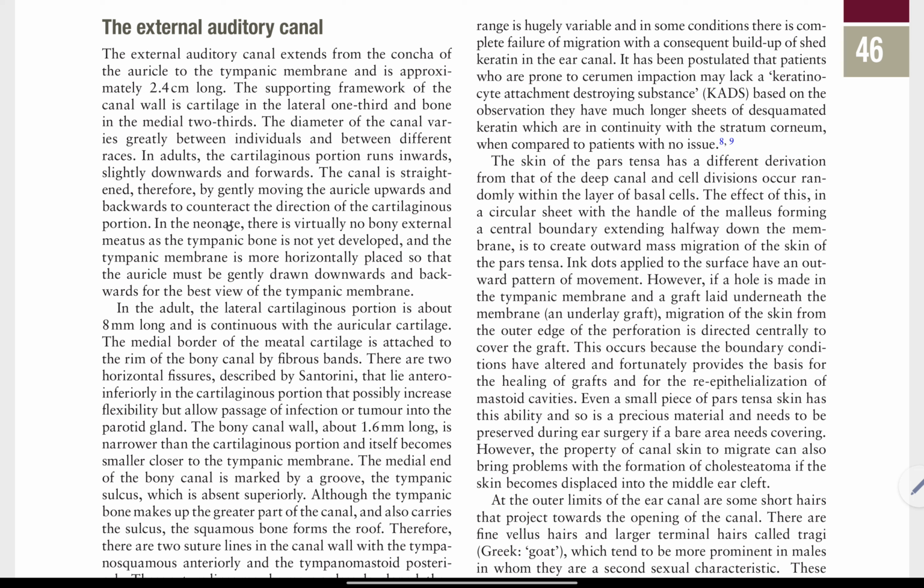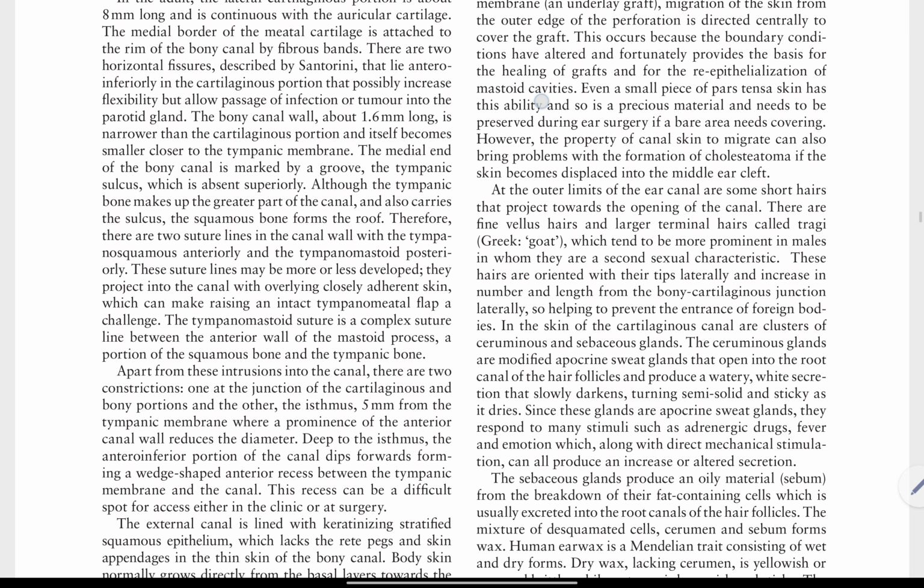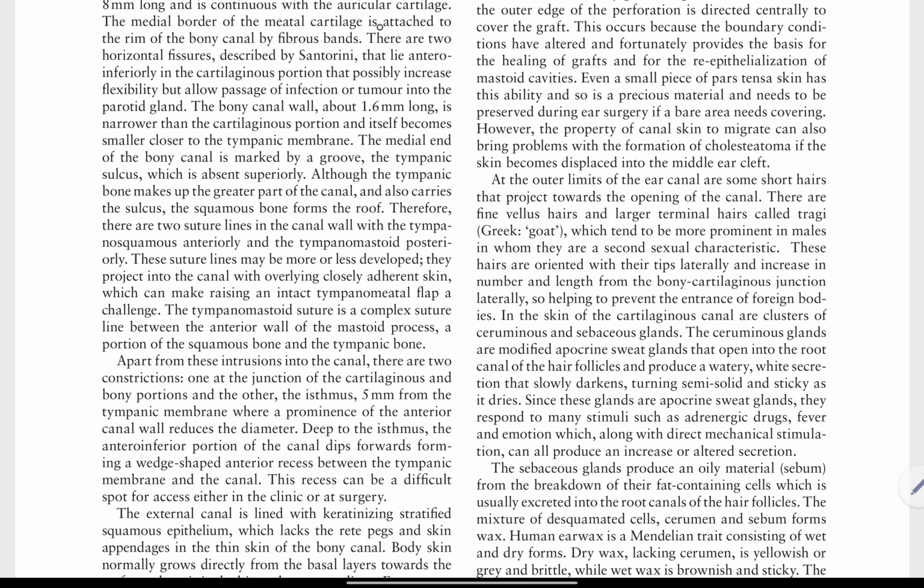In the neonate, there is virtually no bony external meatus as the tympanic bone is not yet developed, and the tympanic membrane is more horizontally placed, so that the auricle must be gently drawn downwards and backwards for the best view of the tympanic membrane. In adults, the lateral cartilaginous portion is about 8 mm long and is continuous with the auricular cartilage. The medial border of the meatal cartilage is attached to the rim of the bony canal by fibrous bands.